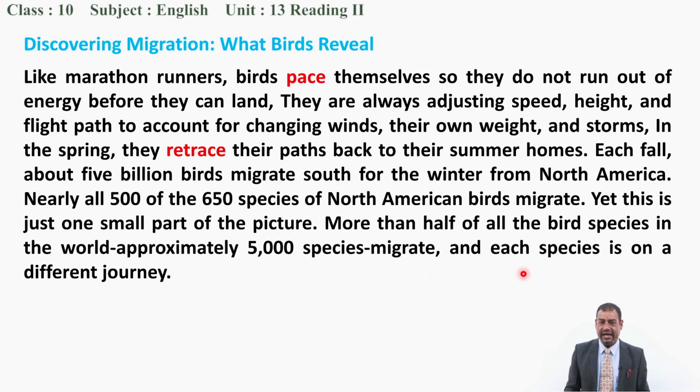Okay. Then, each species is on a different journey. Another interesting thing, do they go to the same destinations? Do they follow the same path or route or way? No. See, each species, 5,000 species, one species flies one way, another species flies another way. This is what? Different journey, different destinations. So it's very interesting. And another interesting thing is that later in the spring, they come back to their original houses. What an interesting thing. So have you got the idea again in this paragraph?